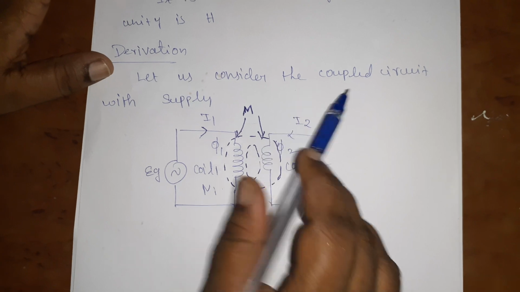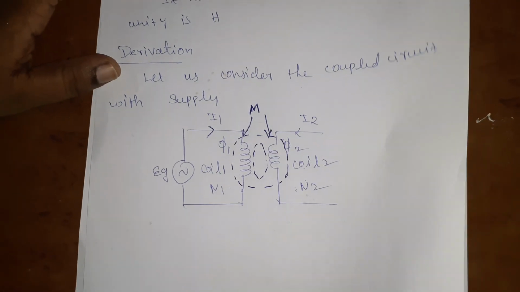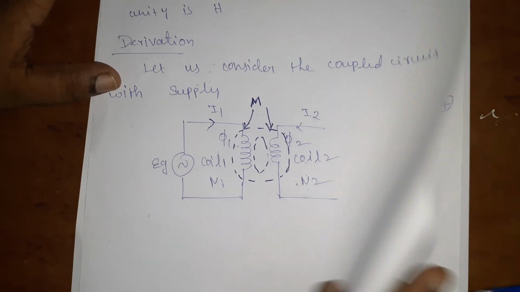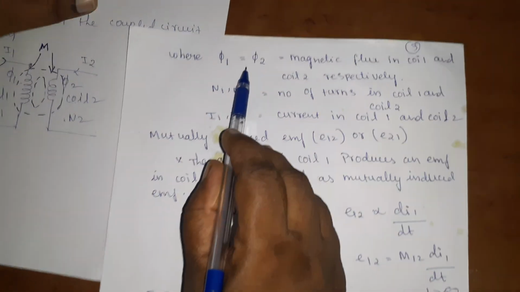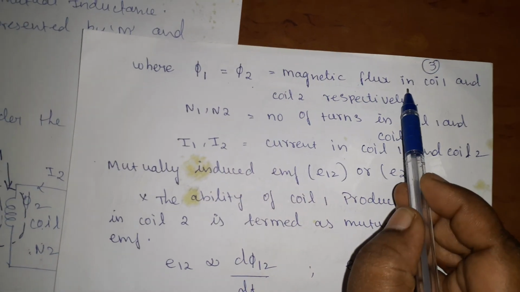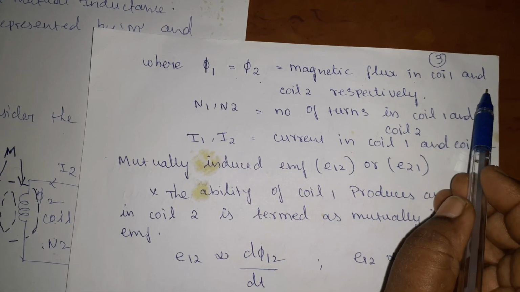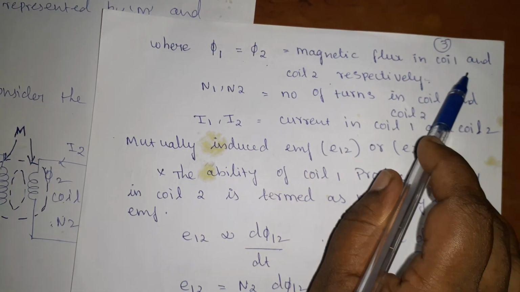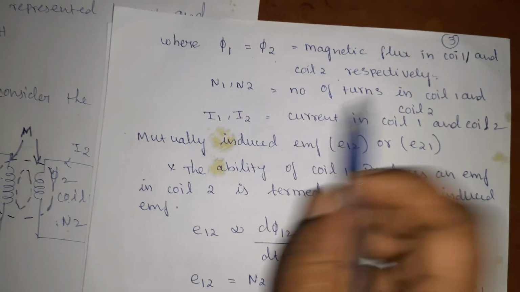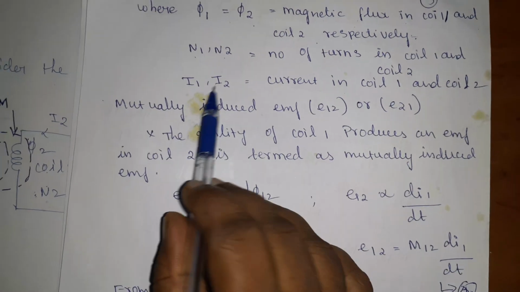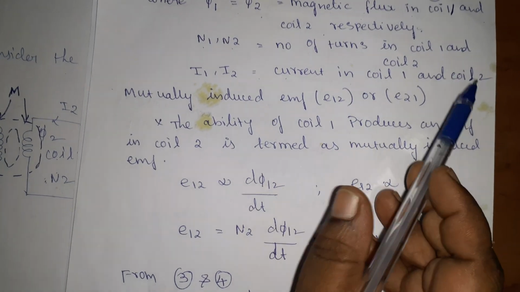Derivation. Let us consider the coupled circuit with supply, that means flux is produced in coil 1 and linked with coil 2. Here phi 1 and phi 2 are the magnetic flux in coil 1 and coil 2 respectively. N1 and N2 are the number of turns in coil 1 and coil 2. I1 and I2 are the currents in coil 1 and coil 2.